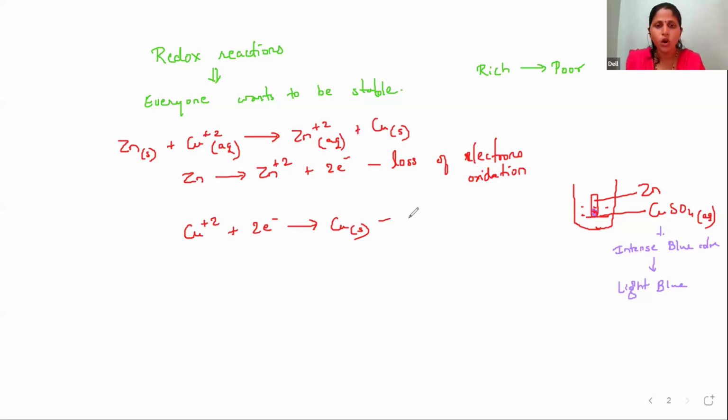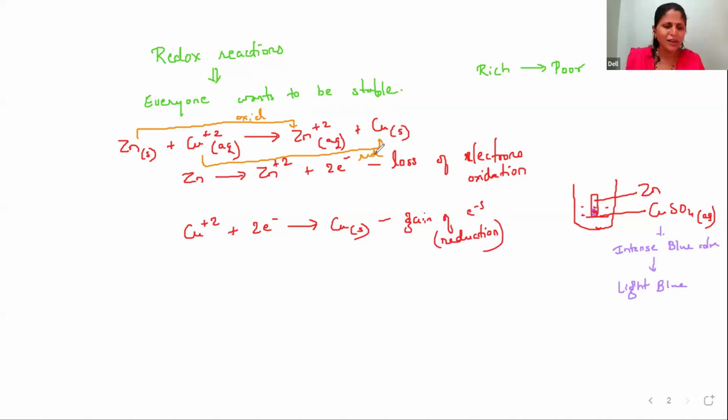So here what is happening? Here there is gain of electrons. So gain of electrons we call reduction. Getting it? So you can see in a single reaction, both oxidation and reduction are taking place simultaneously. Redox reactions, correct? So this is the oxidation part and this is the reduction part. Are you getting it? So both are taking place simultaneously. Therefore, I call it a redox reaction.